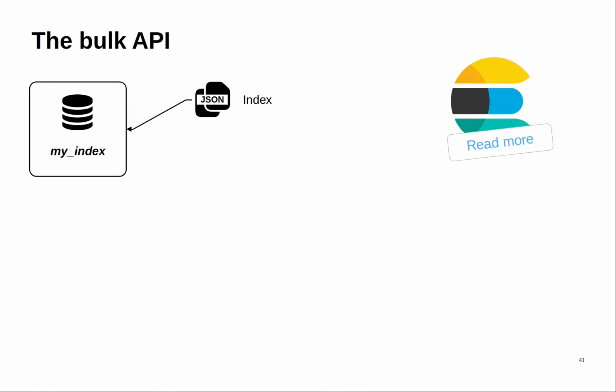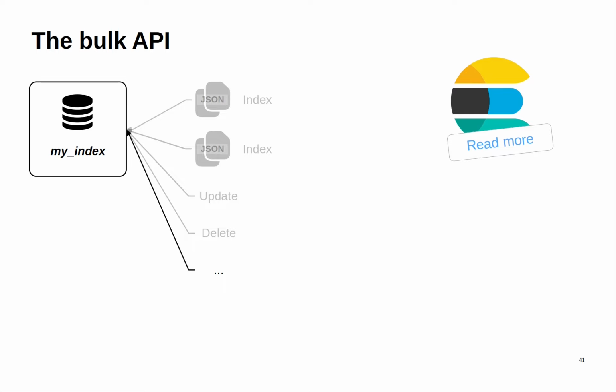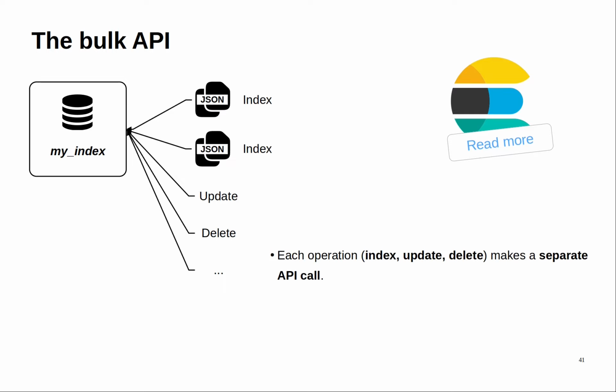Normally, if you have an index and want to add a new document, you would perform the index operation. Here I have two documents, and I will perform the index operation for each one of them. You might also update or delete documents along the way. Each of these operations requires a separate API call, which means the more operations you perform, the more API calls are made. This can become inefficient when dealing with a large number of operations.